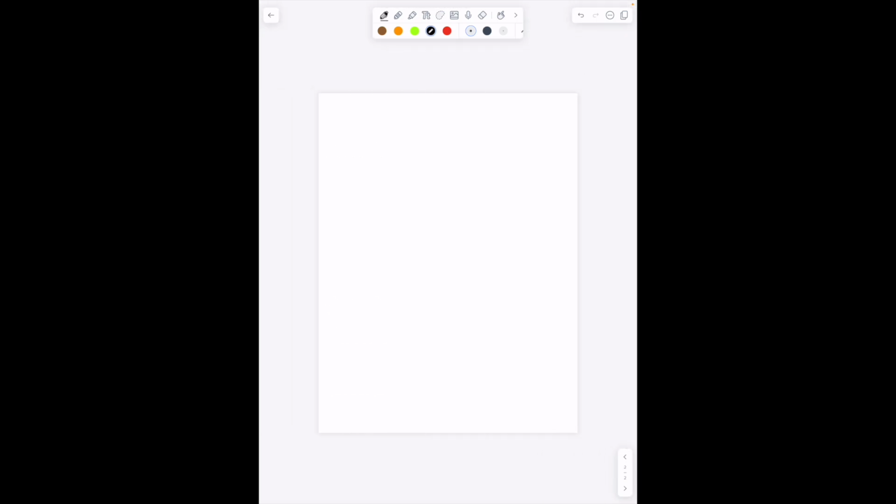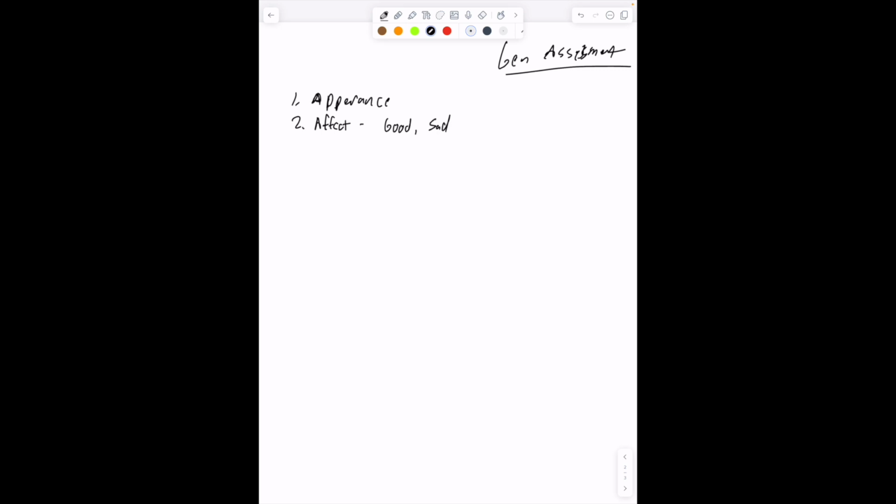Then we move on to the general assessment. And you're just looking for appearance. Do they appear well groomed? Are they in a state of distress? Do they have signs of bruising? Then affect, what appears to be their emotional state. Are they in good affect, meaning, happy? Are they sad, despondent, etc., jubilant?